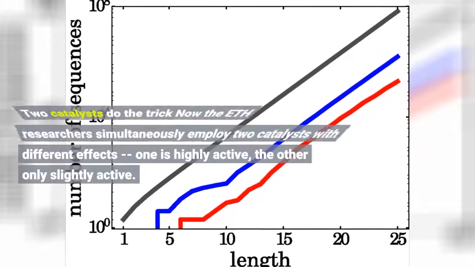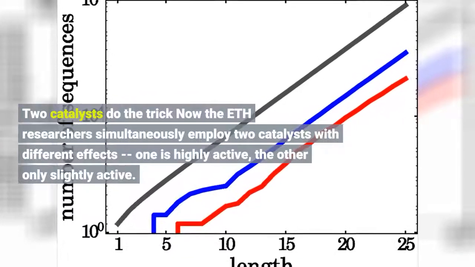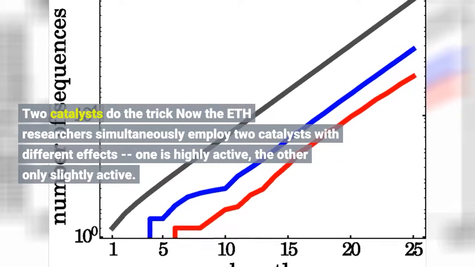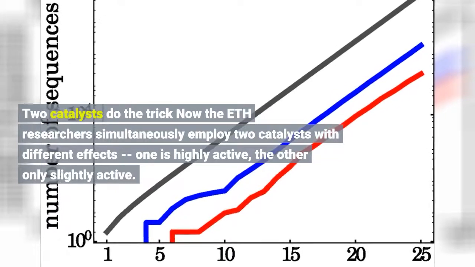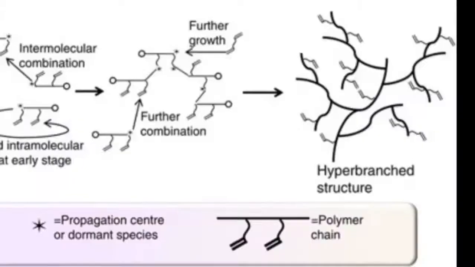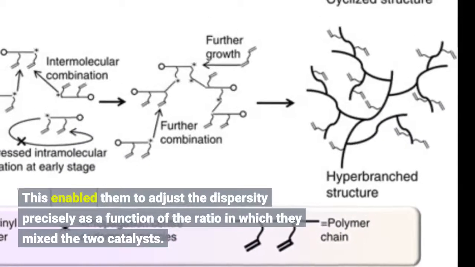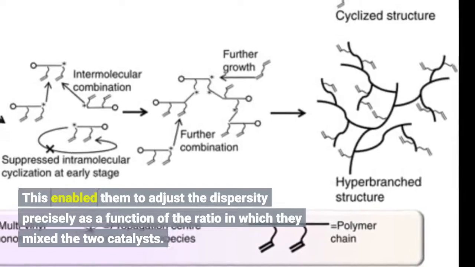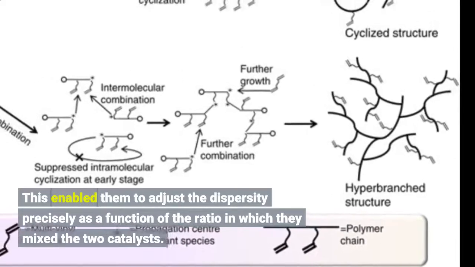Two catalysts do the trick. Now the ETH researchers simultaneously employ two catalysts with different effects, one is highly active, the other only slightly active. This enabled them to adjust the dispersity precisely as a function of the ratio in which they mixed the two catalysts.